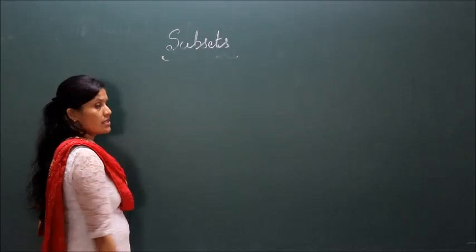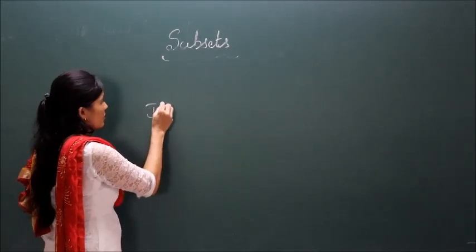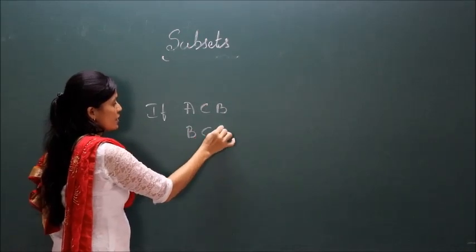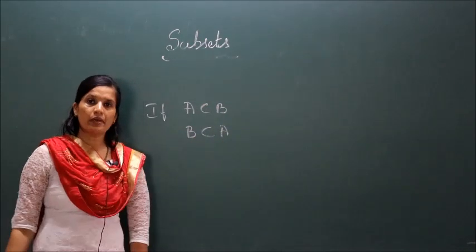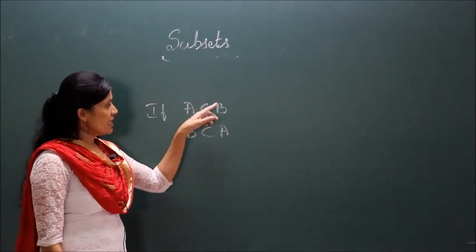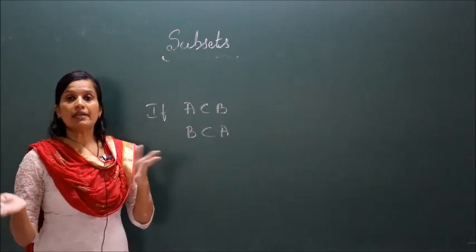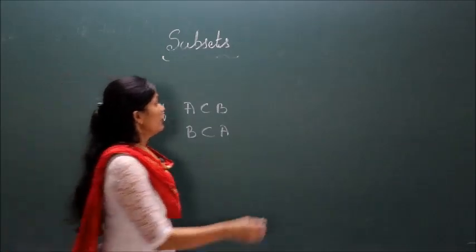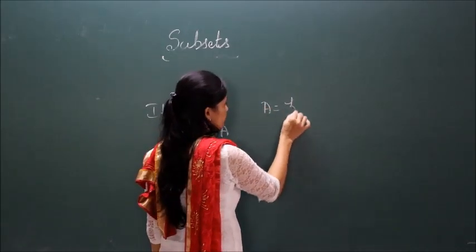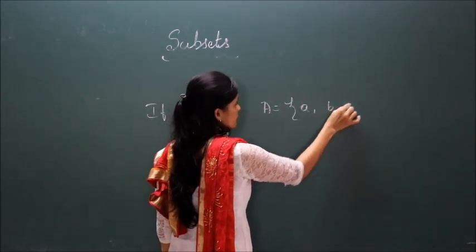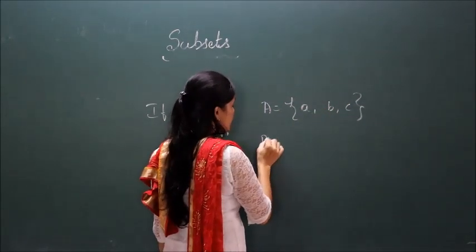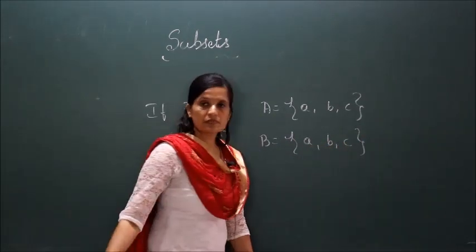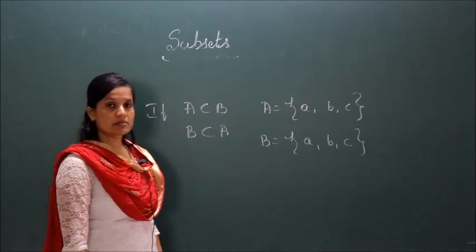So now the next case is, if A is the subset of B and B is the subset of A, is this possible? A is contained in B, B is contained in A. How is it possible? For example, suppose set A is this and another set B is this. Look into these two sets.